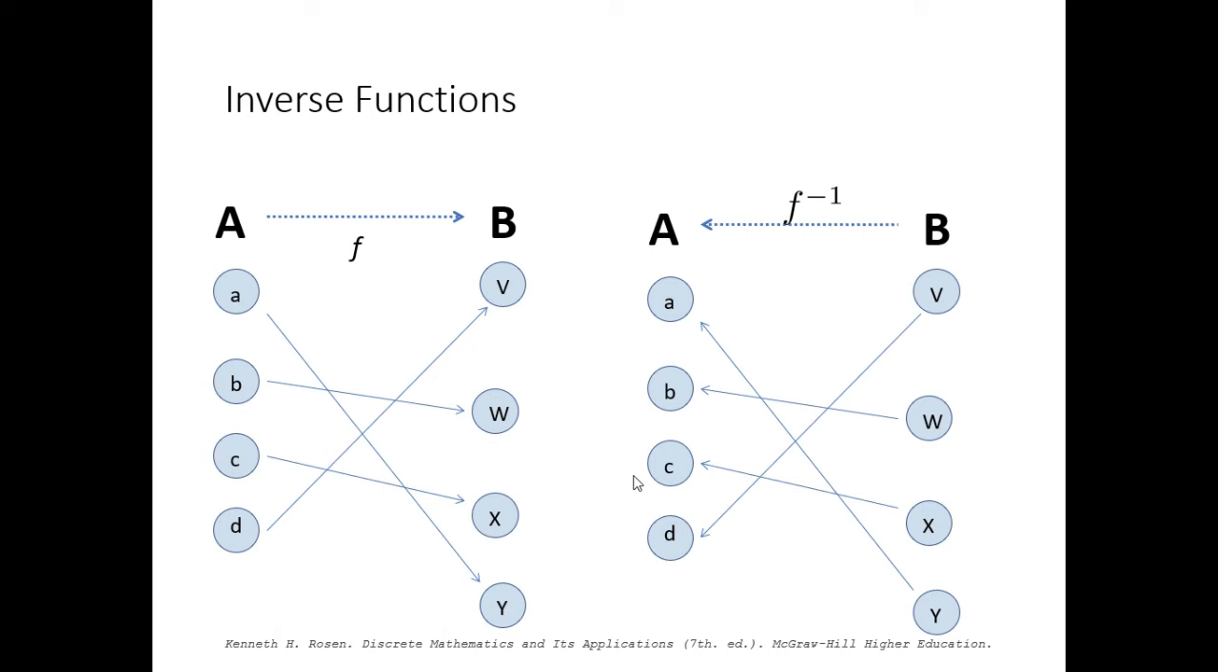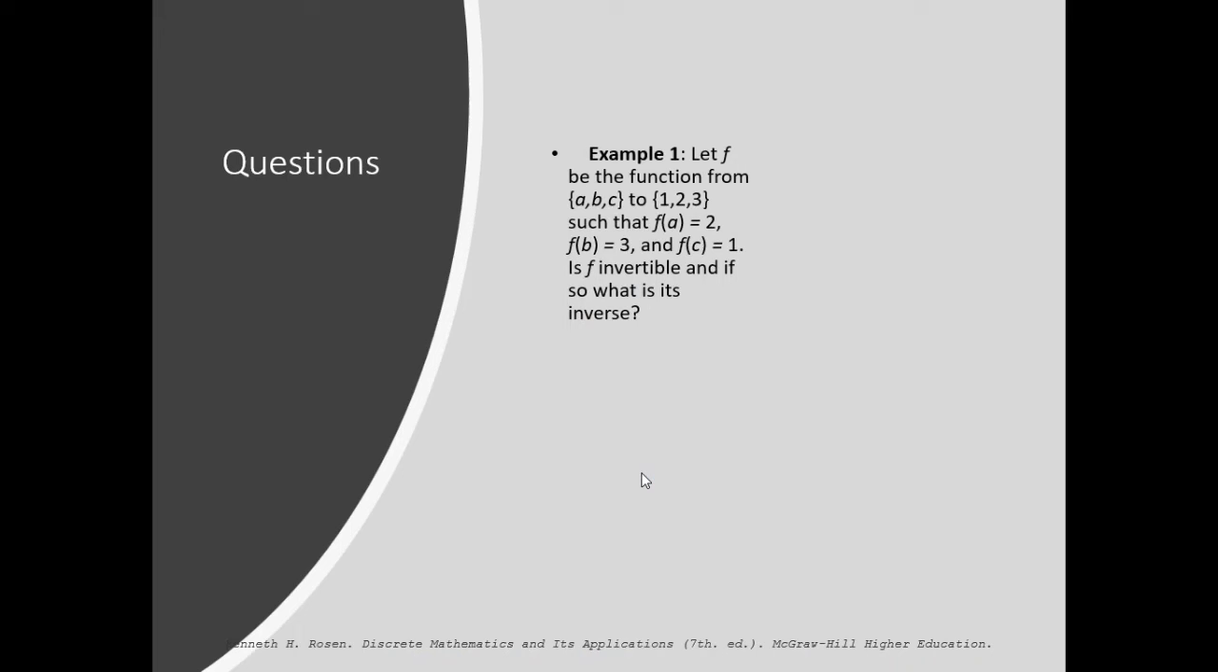So this is a typical example of a bijective function. When the function is bijective, the cardinality of domain and codomain is the same, and every element can have an inverse mapping from the codomain to the domain, through an inverse function. So for example, let f be the function from {a, b, c} to {1, 2, 3} such that f(a) = 2, f(b) = 3, and f(c) = 1. Is f invertible, and if so, what is its inverse?